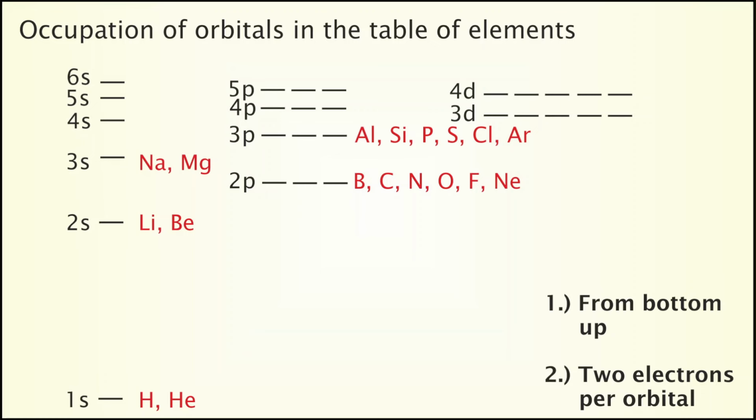And then the next orbitals are the 2p orbitals. There's place for six electrons here. So the next six chemical elements will fill up these 2p orbitals: boron, carbon, nitrogen, oxygen, fluorine, and neon, and so on. The same is true then for the third period. So it's actually pretty simple to fill up these orbitals.